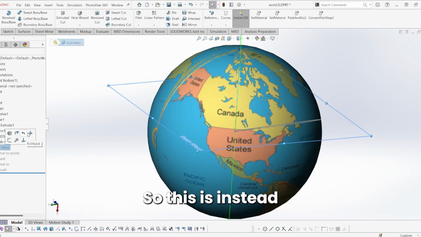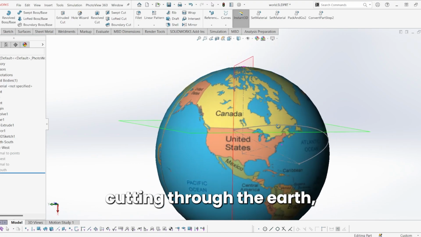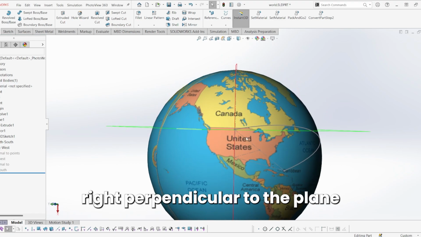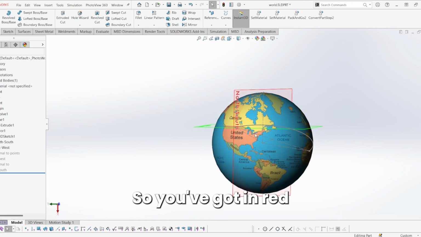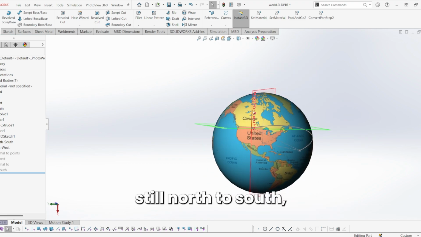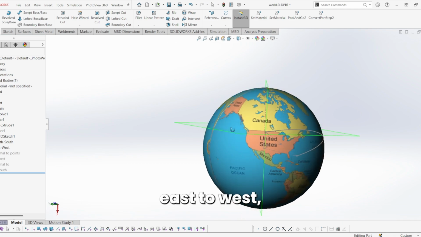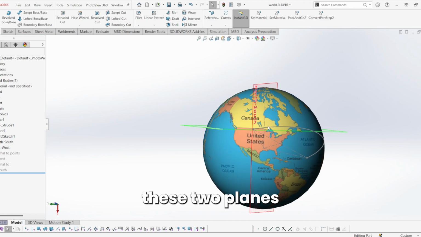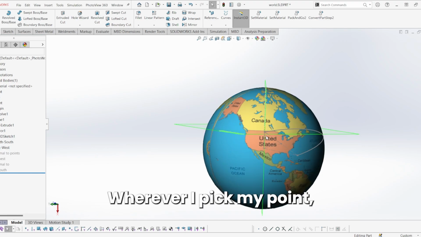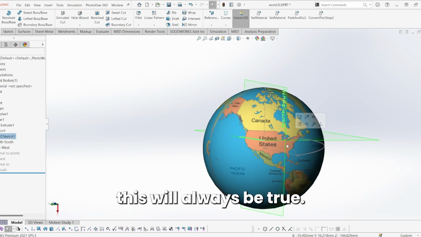So this is instead cutting through the earth, perpendicular to the plane of the north-south plane. So you've got in red, still north to south. You've got in green, east to west. And this is always perpendicular. The angle between these 2 planes is always 90 degrees, right? Wherever I pick my point, this will always be true.